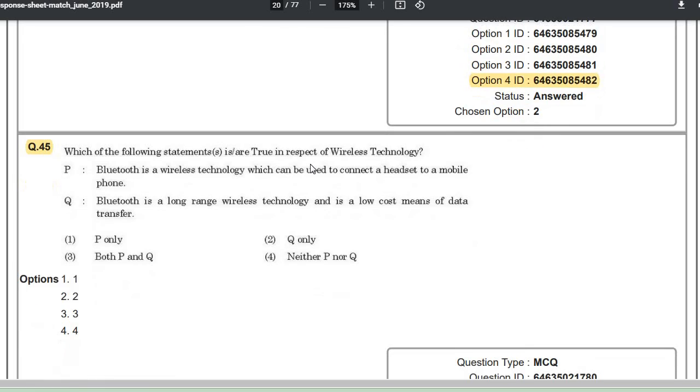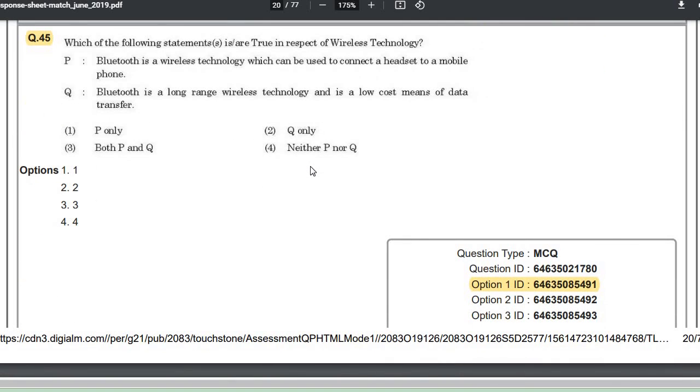Option 4 is the correct answer. Now coming to question number 45, which of the following statements are true with respect to wireless technology? P: Bluetooth is a wireless technology that can be used to connect a headset to a mobile phone. Q: Bluetooth is a long range wireless technology and is a low cost means of data transfer. Here P is the correct answer.